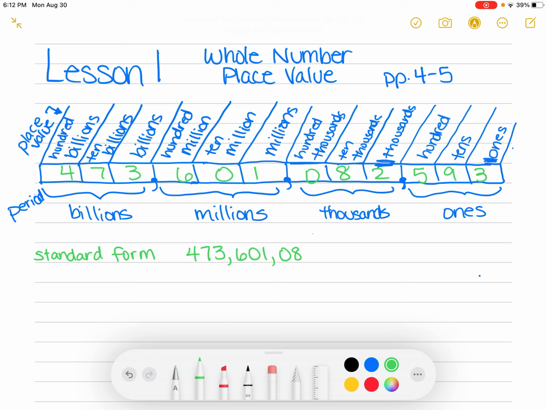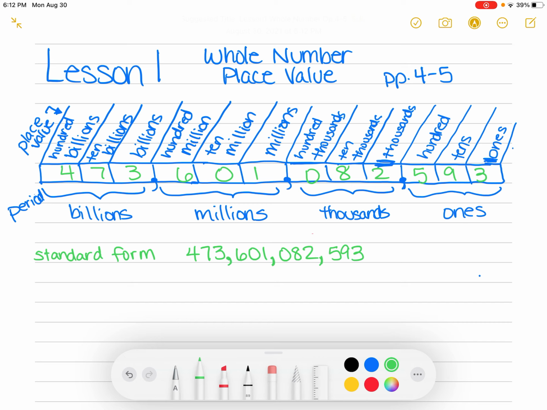Okay, and usually when you put commas in, you start from right, and you move to the left. So you start here and you count 3, and then you put a comma. You count 3, and then you put a comma. Every time you're putting commas, you're starting from the right. And I need to see your commas, so make sure that you can see them. And we're going to talk about why in just a minute. Okay, so that's standard form.